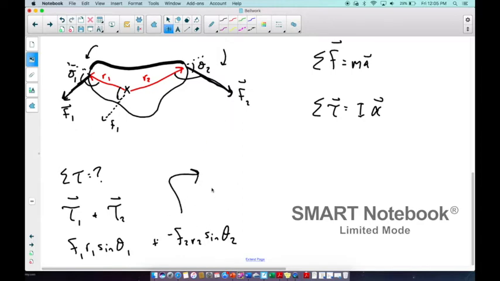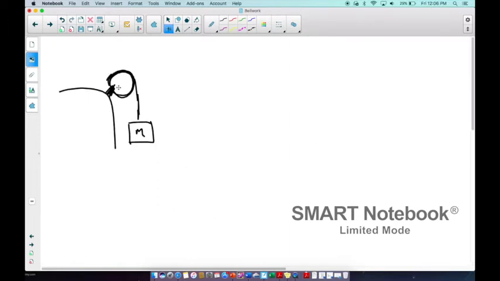So my final answer ends up being F1 R1 sine theta 1 minus F2 R2 sine theta 2. They're opposing each other. They're working against each other. I need to call this one negative because it's trying to cause negative rotation. Okay, so please remember that directionality matters.